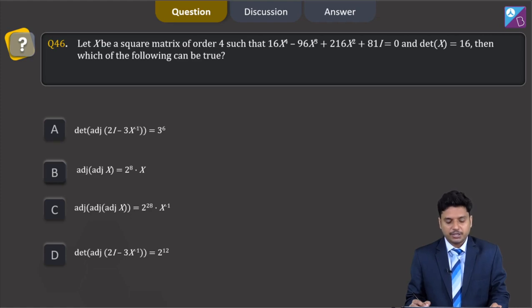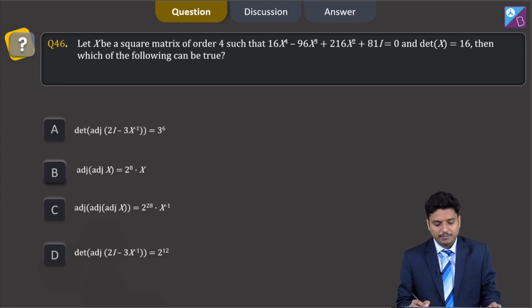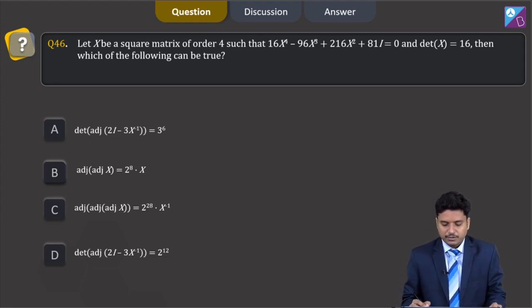Next, question number 46, which is again a question from matrices. Let X be a square matrix of order 4 such that 16x raised to power 4 minus 96x raised to power 3 plus 216x square minus 216x plus 81I is equal to 0 and determinant X is given to be 16. Then which of the following options are true?